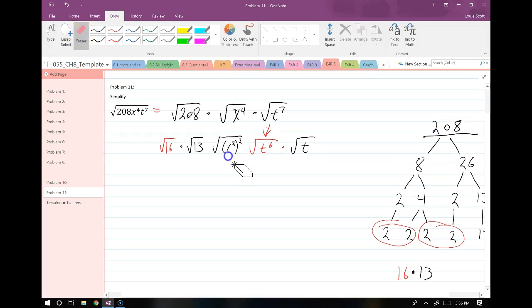Maybe I should rewrite this in red just so I can say, there we go. So all the stuff in red is going to simplify. I'm going to write it out front. The root 16 turns into a 4. The square root of x squared squared turns into x squared. The root of t to the 6th turns into t to the 3rd. And then all this stuff here in black, the root 13 and the root t, that's what I have hanging out here, 13t. Okay, so there we are.